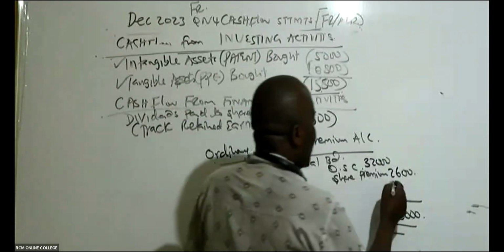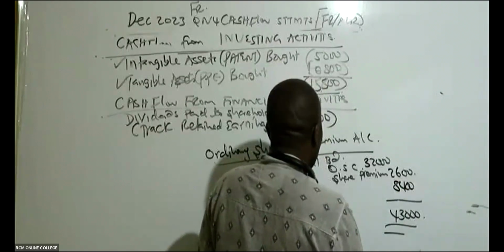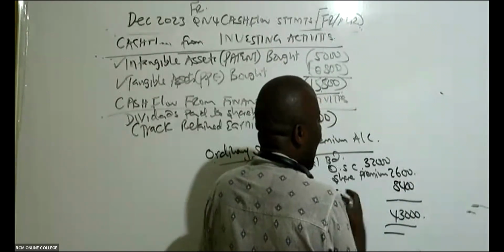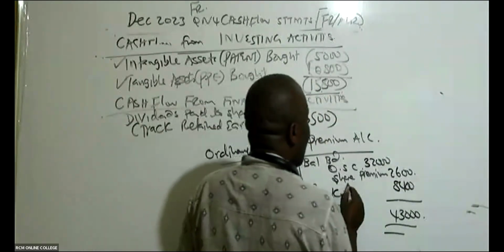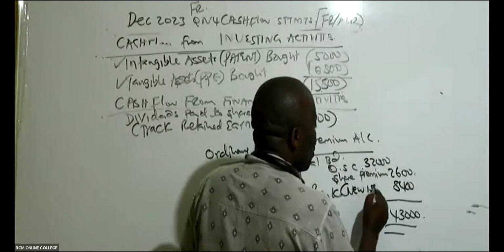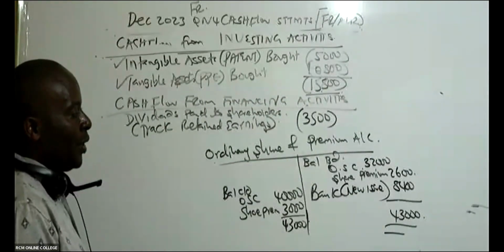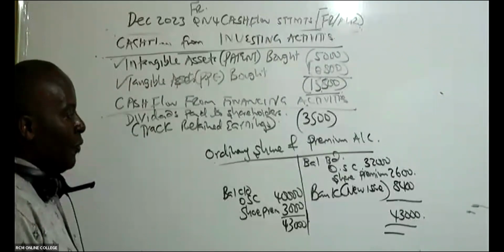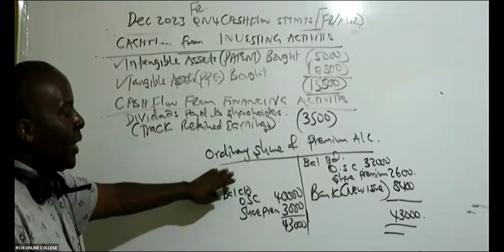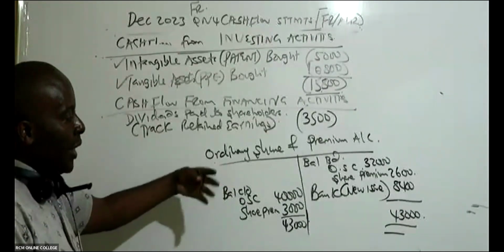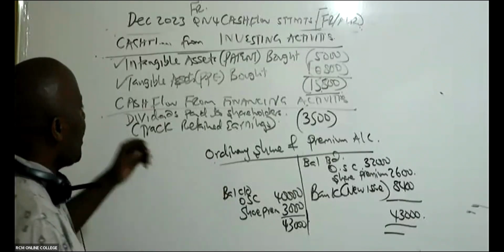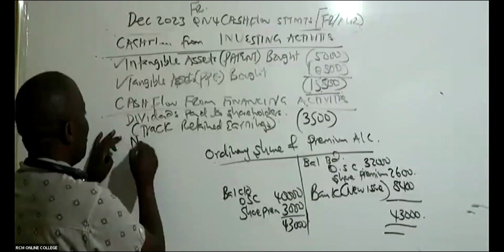8,400, isn't it? So this 8,400, of course, this is bank. This is the money I received. So it means that this was what here? A new issue. This was a new issue. If, for example, the balancing figure was to come here, it would have been what? A share redemption. So in this case, we have new shares issued.